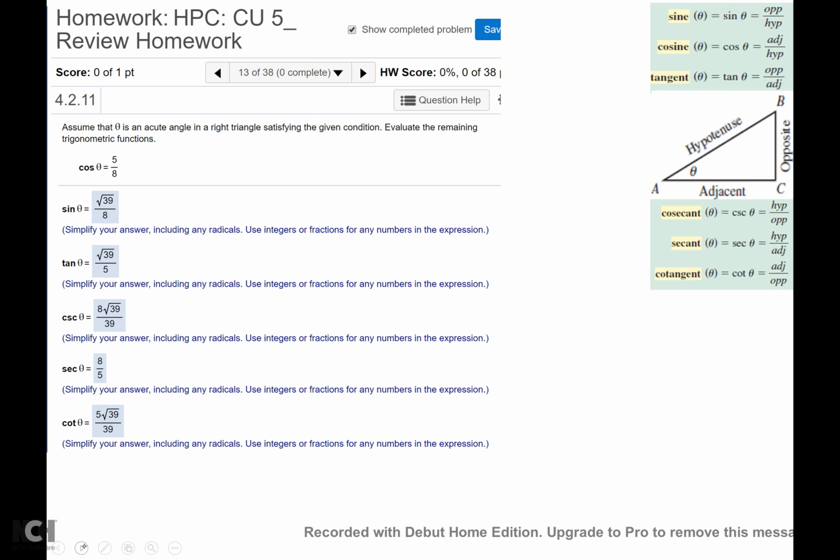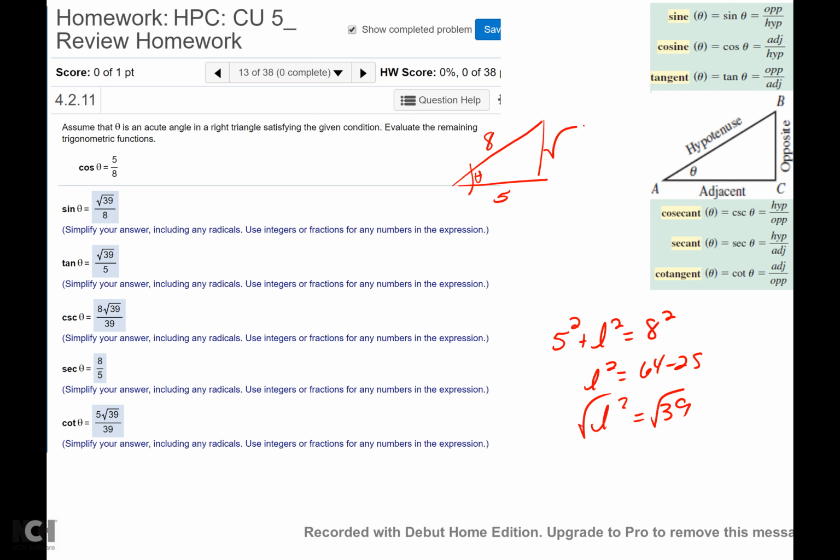All right. It says, assume that theta is an acute angle in a right triangle satisfying the given conditions. Evaluate the remaining trigonometric functions. So in this right triangle, if this is theta, cosine of theta is adjacent over hypotenuse. So if I get the other leg, I'm going to have 5 squared plus leg squared equals hypotenuse squared. So leg squared equals 64 minus 25, which is 39. So the other leg is the square root of 39. So sine would be opposite over hypotenuse, square root of 39 over 8. Tangent would be opposite, square root of 39, over adjacent, which is 5. Cosecant is hypotenuse over opposite, so that would be 8 over the square root of 39, but we have to rationalize, which gives me 8 square root of 39 over 39.